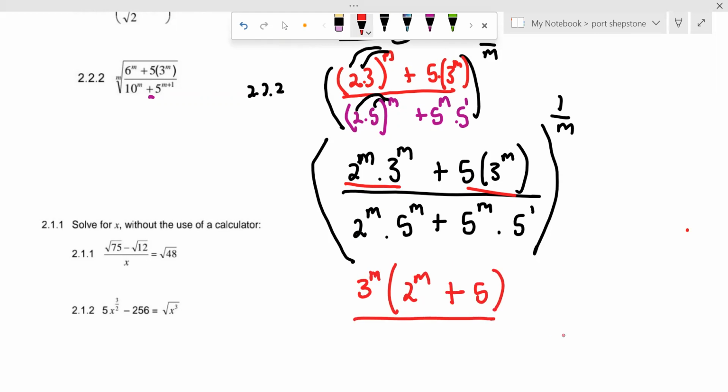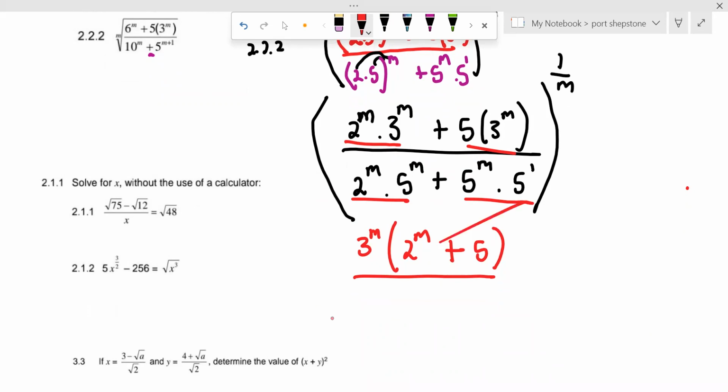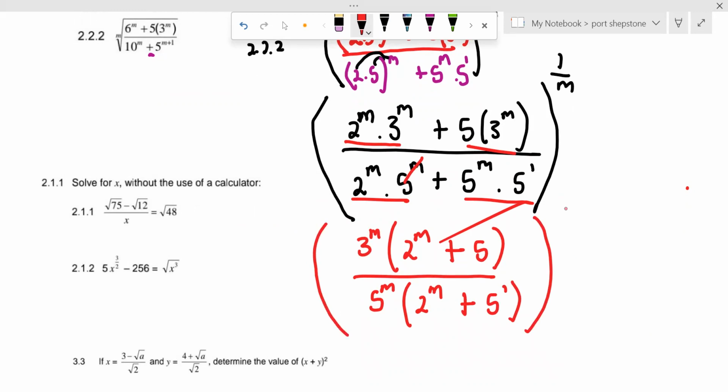Okay, let's go to the denominator. On my denominator, this is term number 1, this is term number 2. Is there anything that is common between term number 1 and term number 2? What seems to be common? It's 5 to the power of m. So if I take 5 to the power of m here, what am I left with? 2 to the power of m plus 5 to the power of 1, close bracket. But this is still inside the bigger bracket, which is 1 all over m.